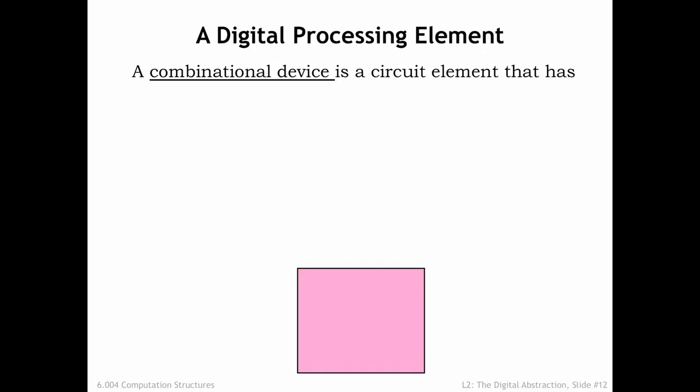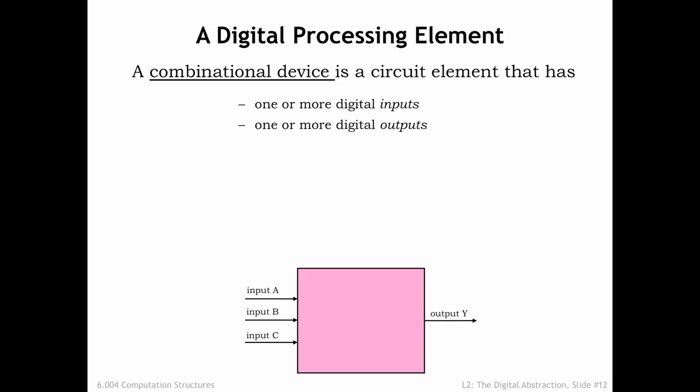We're now in a position to define what it means to be a digital processing element. We say a device is a combinational device if it meets the following 4 criteria. First, it should have digital inputs, by which we mean the device uses our signaling convention, interpreting input voltages below V sub L as the digital value 0, and voltages above V sub H as the digital value 1. Second, the device's outputs should also be digital, producing outputs of 0 by generating voltages less than or equal to V sub L, and outputs of 1 by generating voltages greater than or equal to V sub H.